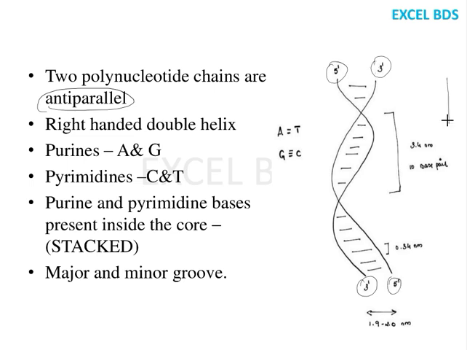If you look from up to down, that is top to bottom, they are running anti-parallel. So both the chains are anti-parallel and they form a right-handed double helical structure.